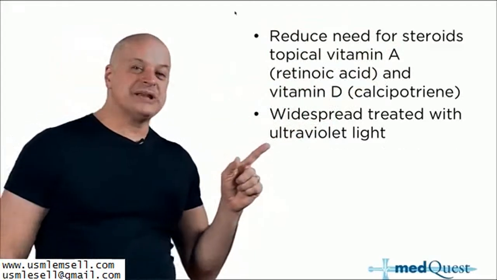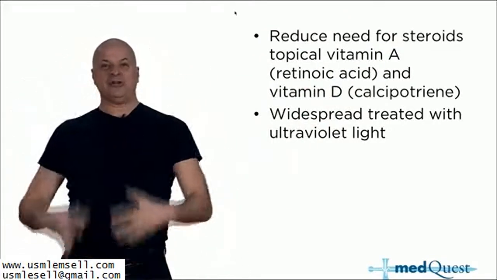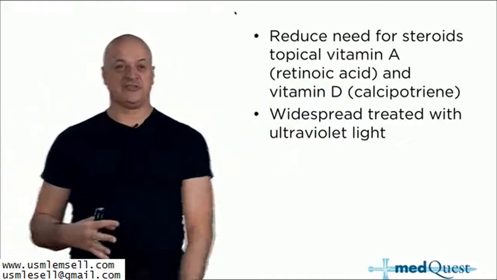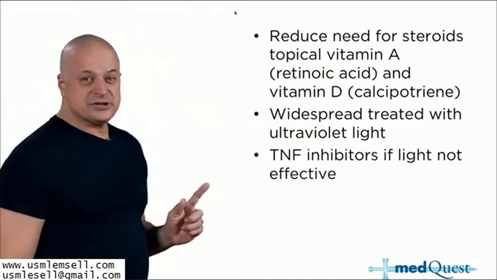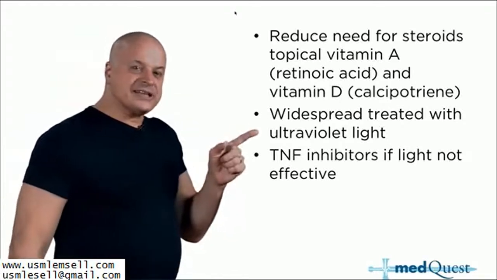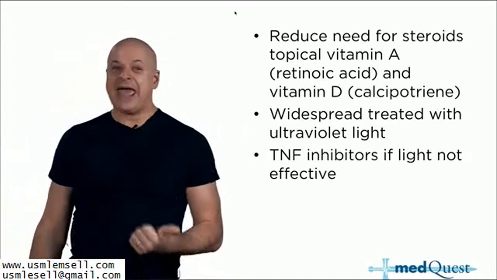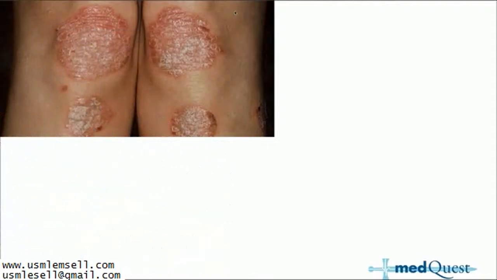Now, if you have widespread disease, we'll use ultraviolet light, because widespread disease means it's up and down and all around, and it's almost impossible to cover that large a surface area just with topical steroids. TNF inhibitors can be used if you have such refractory disease that even ultraviolet light does not work. Adalimumab, etanercept, infliximab. These are the TNF inhibitors, and they keep you off of steroids.